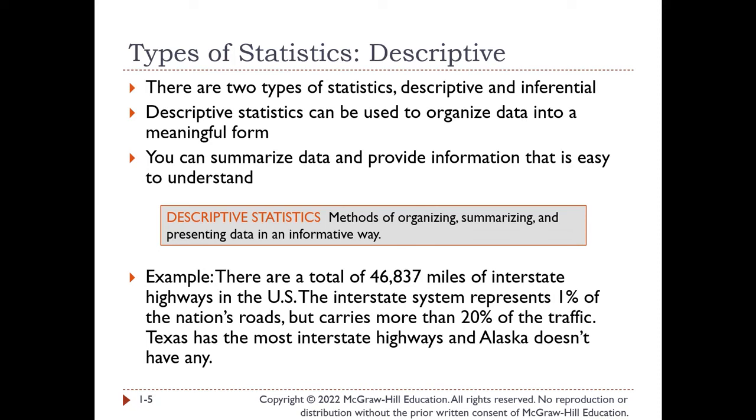And we have the good old definition of descriptive statistics: methods of organizing, summarizing, and presenting data in an informative way. And here's our example. There are a total of 46,837 miles of interstate highways. In the U.S., the interstate system represents 1% of the nation's roads, but carries more than 20% of the traffic. Texas has the most interstate highways, and Alaska doesn't have any.